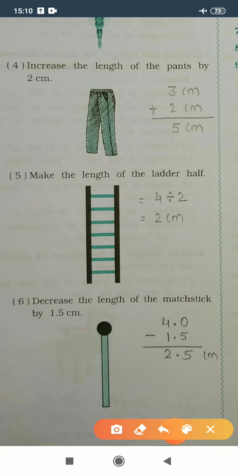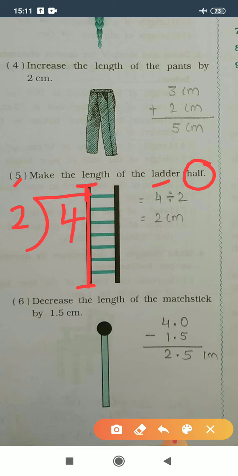Question number 5. Make the length of the ladder half. The height of this ladder is 4 centimeters. Now we need to make the ladder half of its length. So half means we need to divide this 4 by 2. So 2 twos are 4. So you need to draw this ladder half, that means 2 centimeters in length.